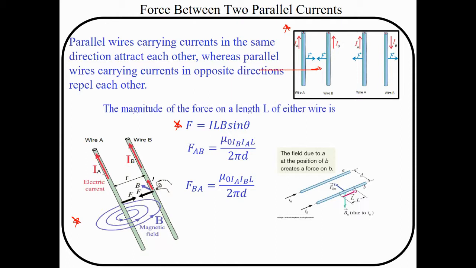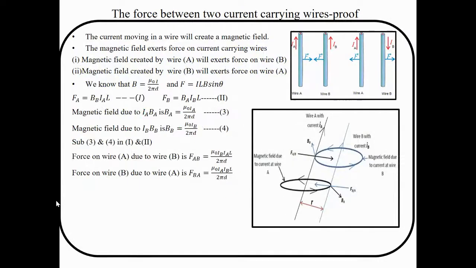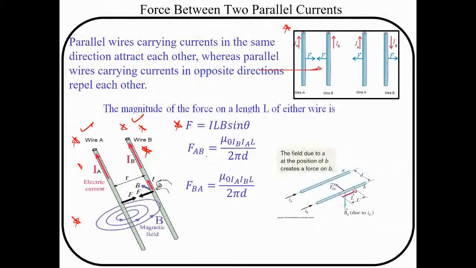Why? Because this wire is carrying current, and the second wire is also carrying current. That means the magnetic field of wire A will affect the second wire, and the magnetic field created by wire B will affect the first wire. That means you have two magnetic fields. This wire's magnetic field will affect the first wire, and the first wire's magnetic field will affect the second wire. The same information was given here. So we are going to use the force between the two current carrying wires. It's a proof of how we got this relation.